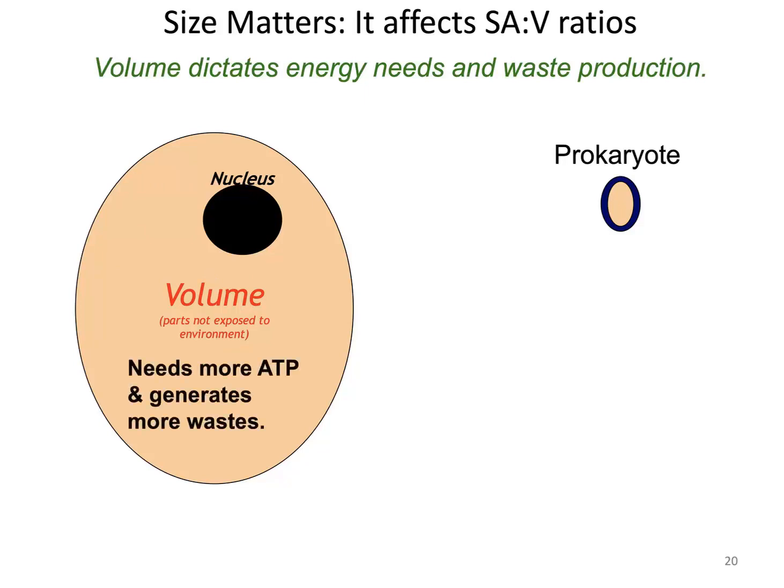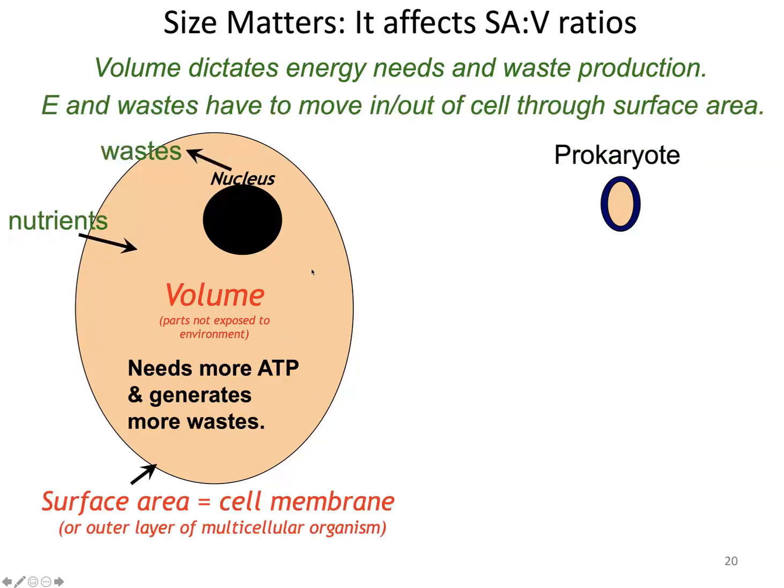So the more volume you have, the more energy, usually in the cellular form of ATP, you need, and the more waste you're going to generate. So this larger eukaryotic cell has a much larger volume, and it's going to need a lot more energy to survive and do the things that the cell needs to do to survive, and it's going to produce a lot more waste in that process than this prokaryotic cell.